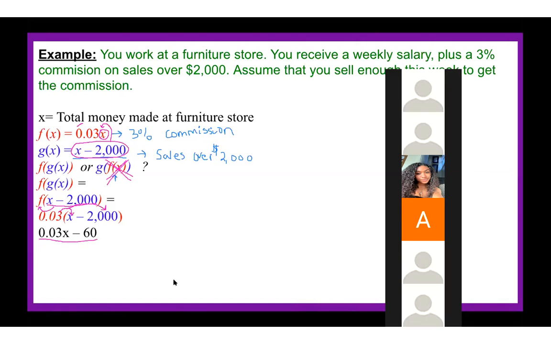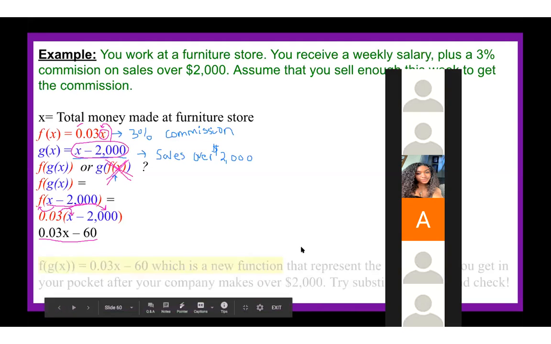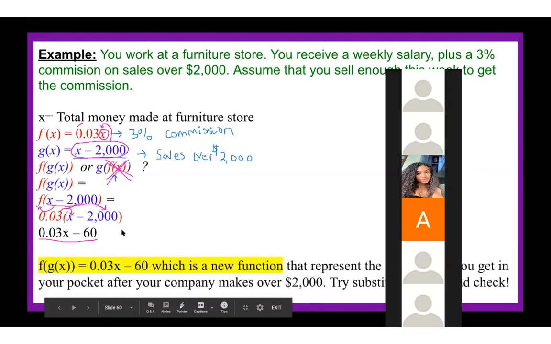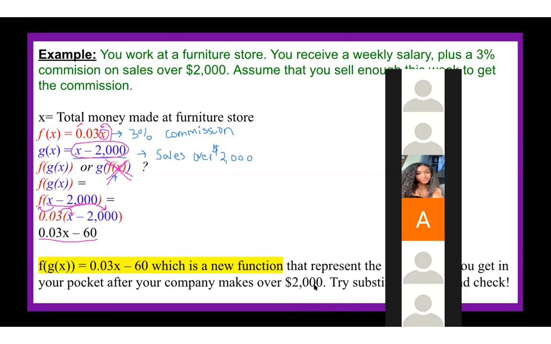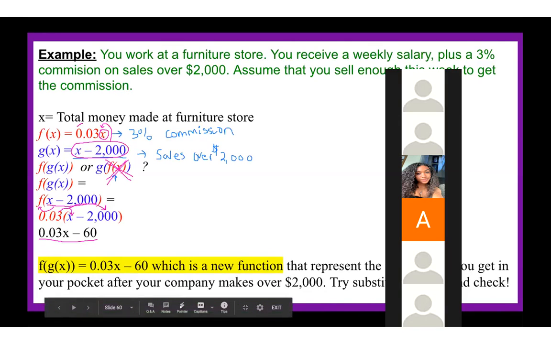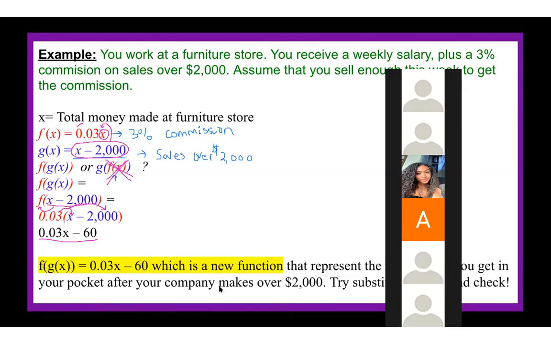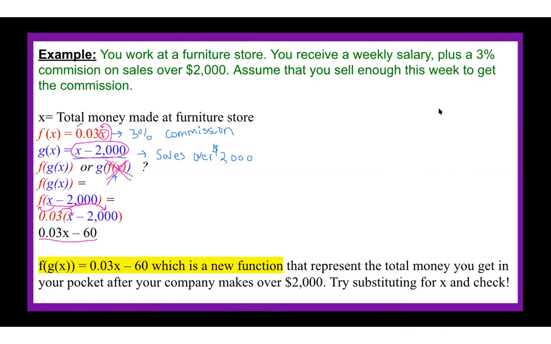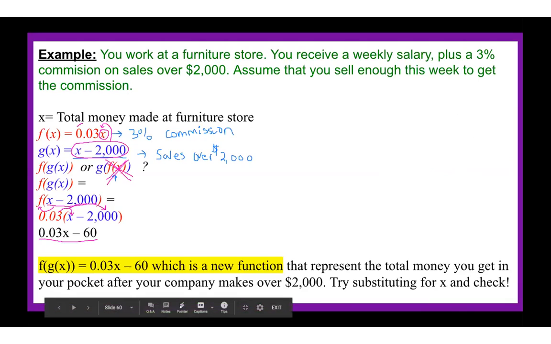I'll test it out and you'll see. So there we go. This bottom part is just kind of synthesizing what we did. This f of g of x, our new function, represents the total money that you get in your pocket if your company makes over 2,000. Try substituting for x and check. So we could try different numbers. Yeah, you could write that, Danny. Yeah, this is like the synthesis. I would totally recommend y'all write this down, the bottom part, and then I'll go ahead and test out my new function.